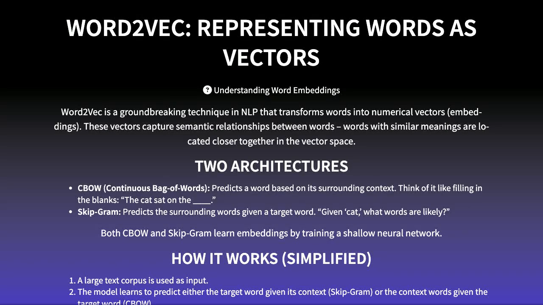Okay, let's dive into word2vec. It's a really clever technique for turning words into numbers, specifically vectors. Think of it like creating a map where similar words are placed close together. There are two main ways to do this, CBOW and skip-gram. CBOW tries to guess the target word based on the words around it, like filling in the blank. Skip-gram does the opposite: it guesses the surrounding words given a single, central word. Both methods use a simple neural network and learn by predicting relationships between words within a massive text collection.